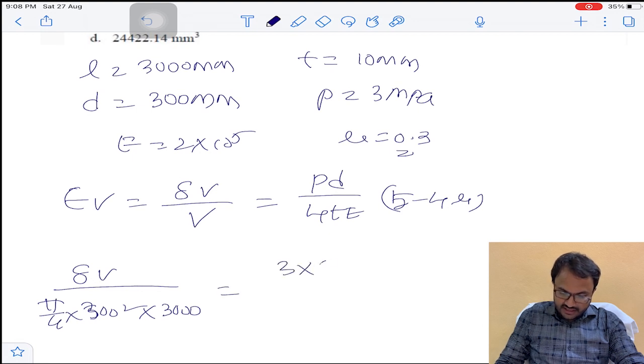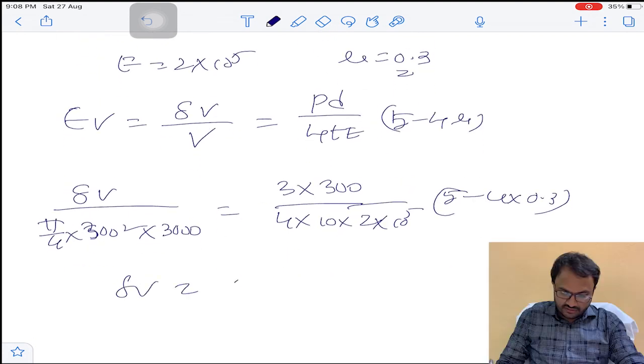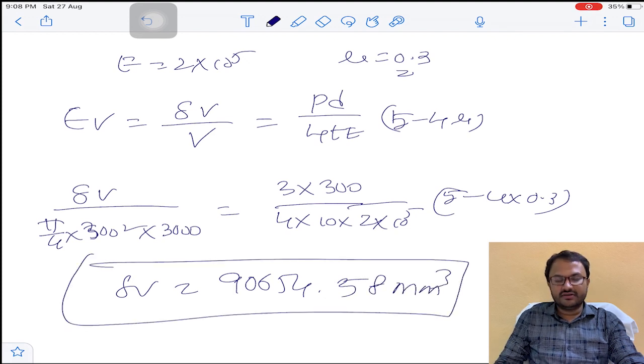P is 3, D is 300, 4, 10, 2 into 10 power 5, 5 minus 4 into 0.3. So by this you will get delta V is equal to 90654.58 mm cube. Okay. So this is the change in volume.